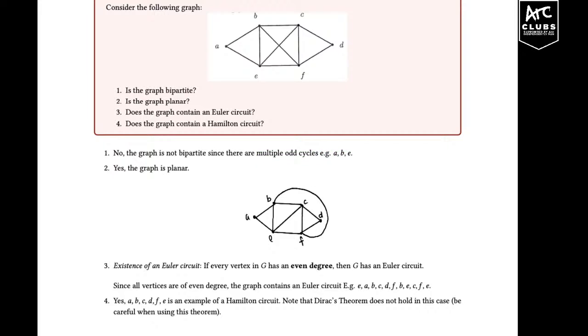So if you look at cycle A, B, and E, it's impossible to partition these 3 vertices into 2 disjoint sets, right? Because if I put A in set 1 and vertex B in set 2, then vertex E can't be in either set 1 or set 2 without having any adjacent vertices in the same set. Right, so therefore you can say the graph is not bipartite, and this is actually enough to answer the question.